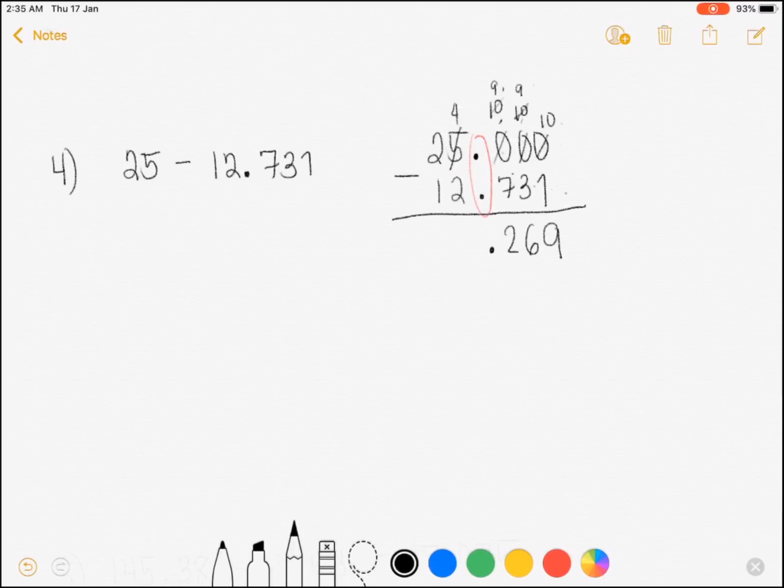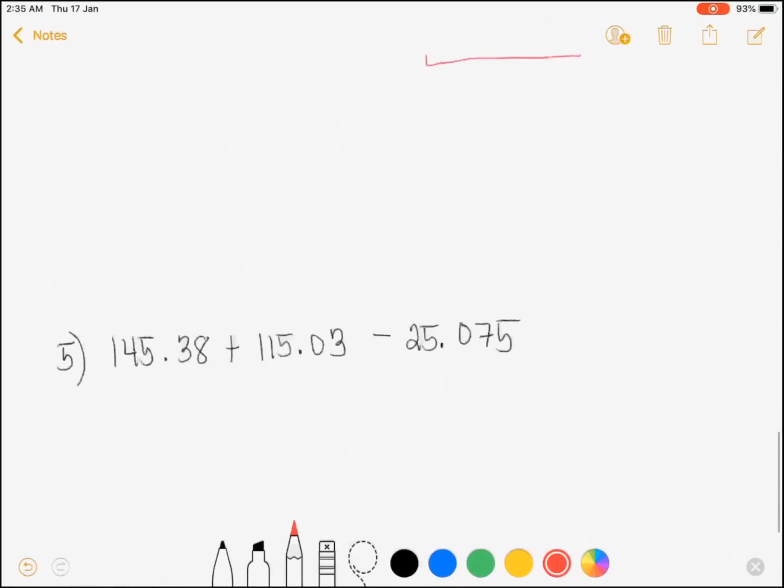And then, copy the decimal point. For the whole number, we have 4 minus 2 is 2. And lastly, 2 minus 1 is 1. So, therefore, our final answer is 12.269. Okay, let's proceed sa next example.